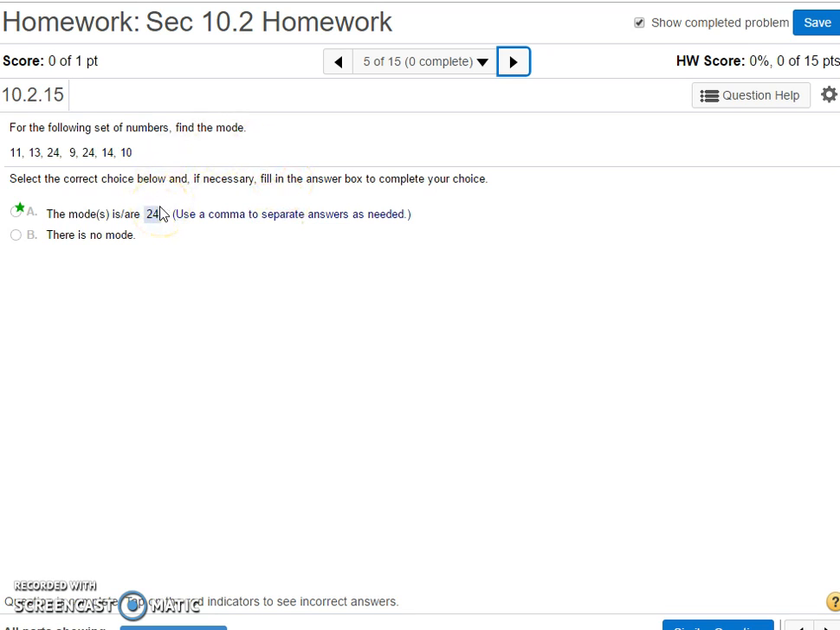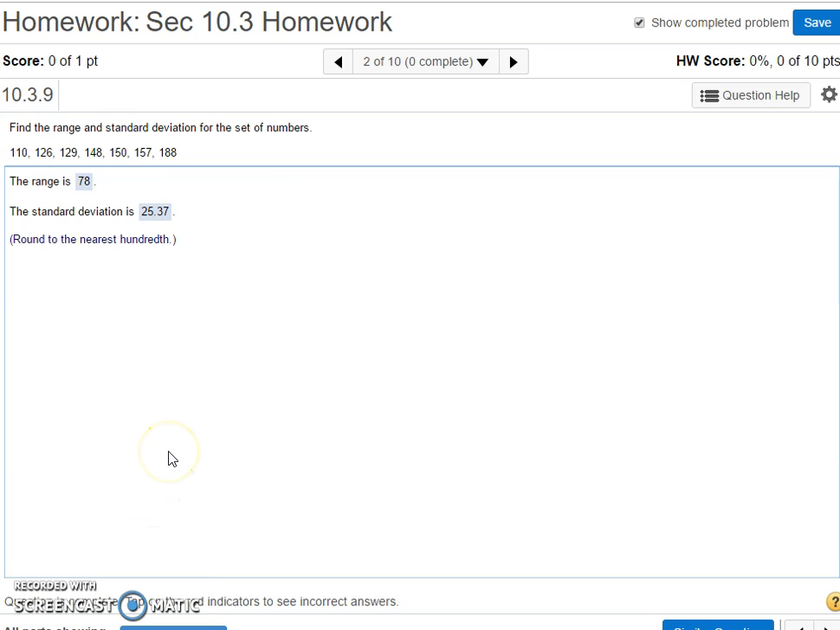But you can also have more than one mode. So if you have multiple numbers that occur multiple times and it's the same number, so if 2 numbers occurred twice or 2 numbers occurred 3 times, they would both be the mode. Here, 24 occurs twice, everyone else happened once, so there's only one mode of 24.